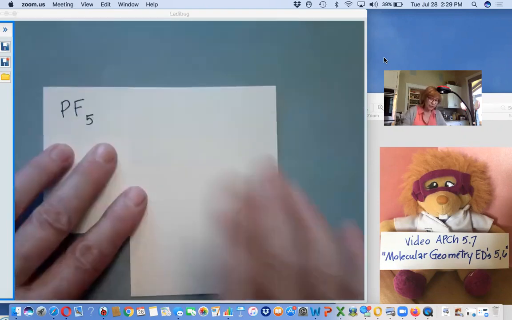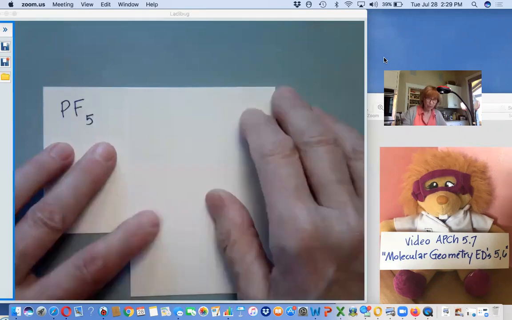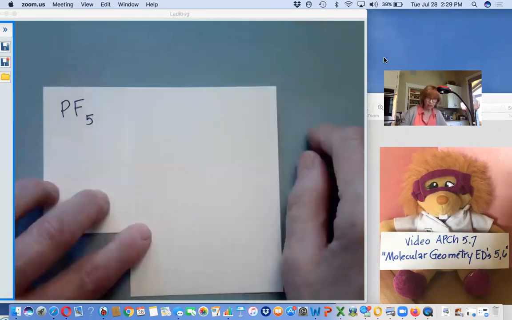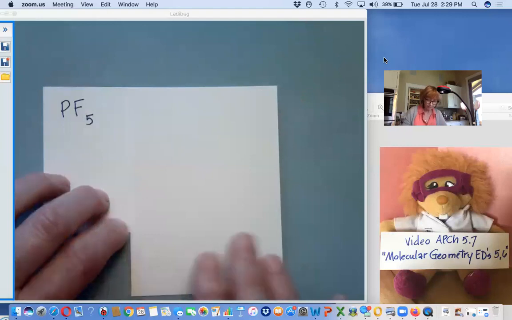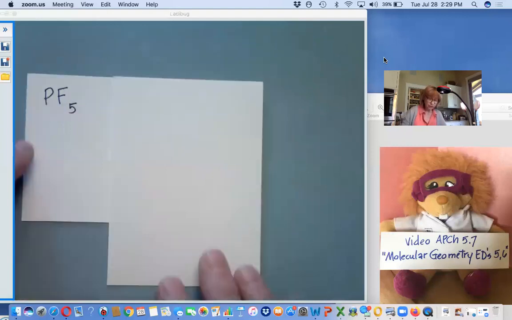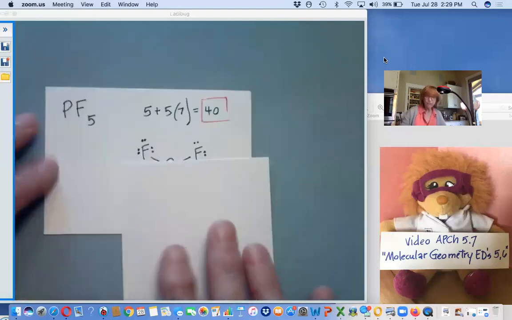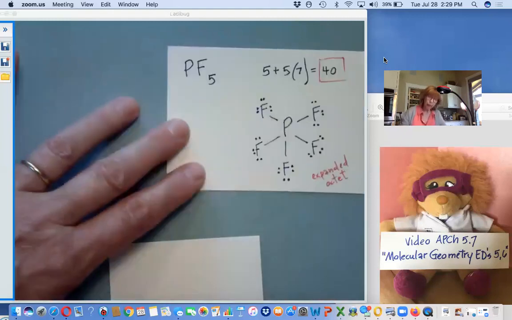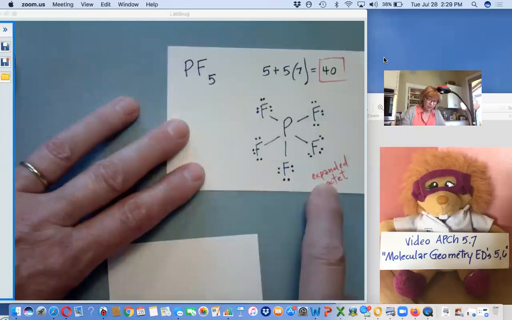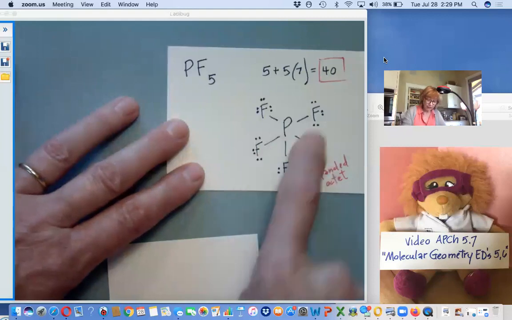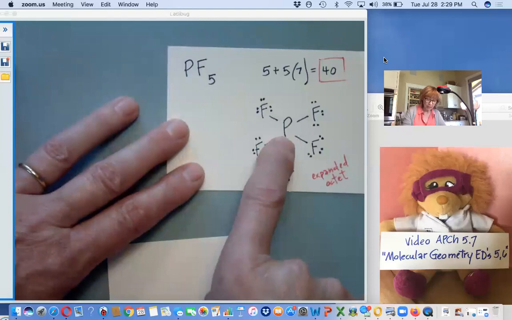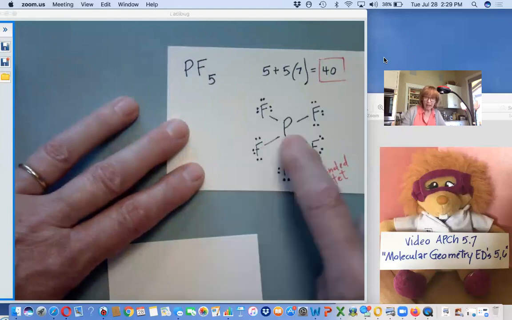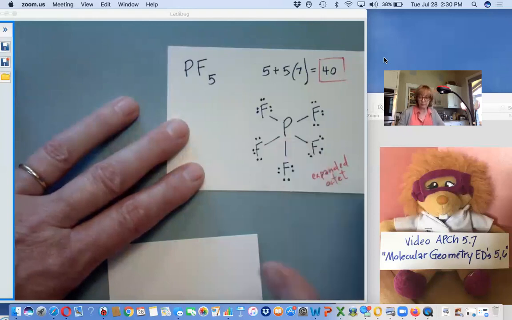Again, if you're seeing this lesson for the first time, why don't you pause the video and try the Lewis electron dot diagram. It's good practice. And once you've done that, hopefully this is the diagram that you came up with. This is an example of an expanded octet. So the 5 fluorines are attached to the central atom, and remember that the central atom can have an expanded octet as long as it's not carbon, oxygen, nitrogen, or fluorine.